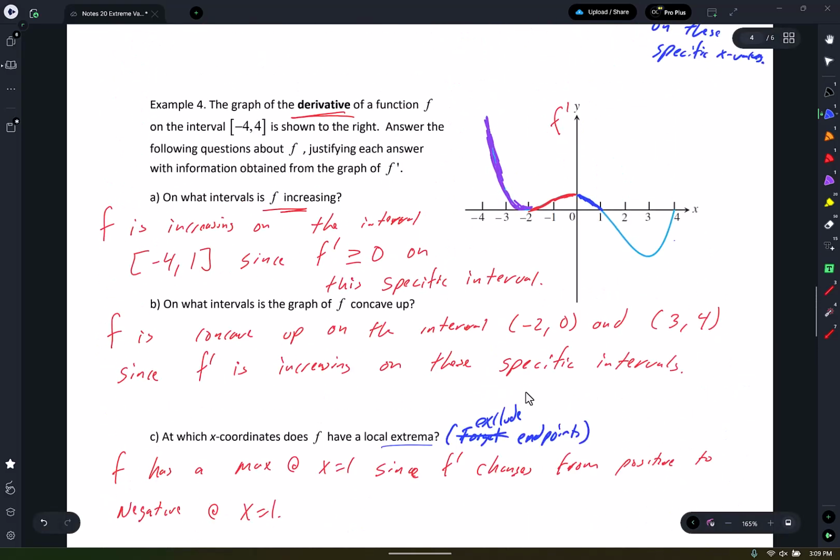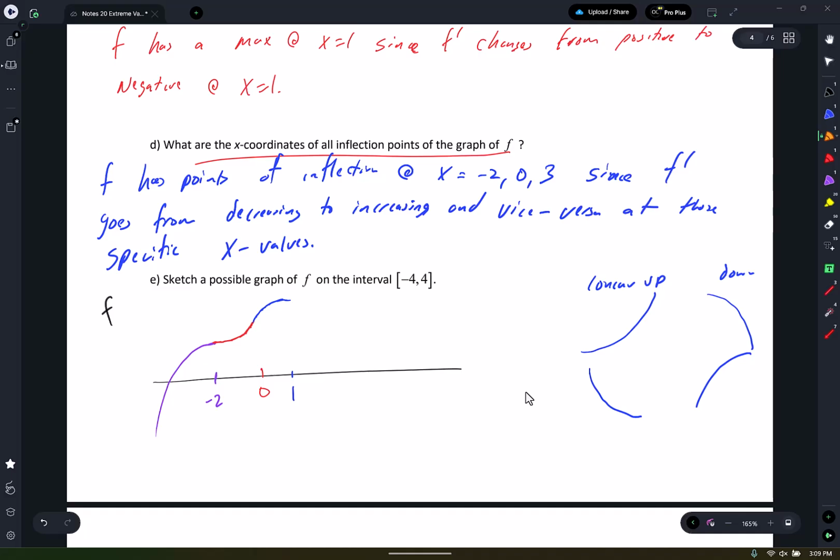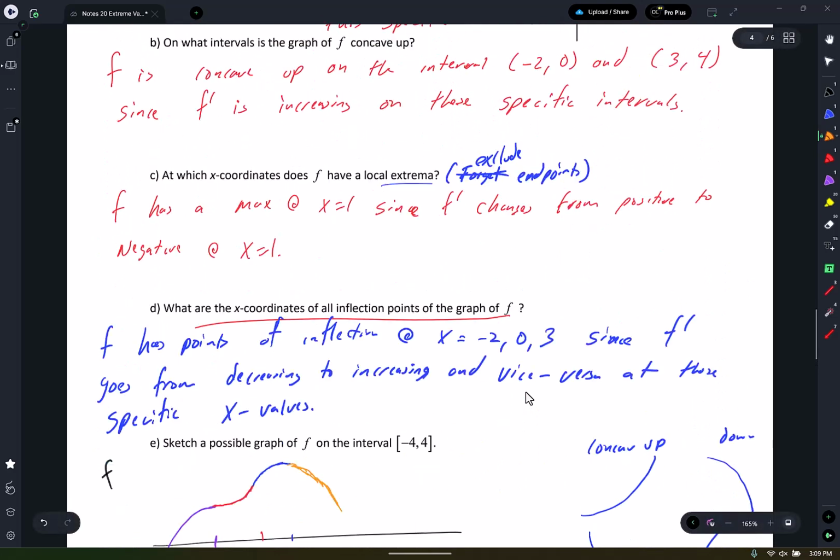All right. What color have I not used? Burnt orange. Okay. Tell me what's happening in this burnt orange from 1 to 3. F is decreasing. And what's my concavity? Concave down because F prime is decreasing. So, decreasing concave down. There it is. Like this. See? Decreasing concave down. And then I'm going to stop drawing right there.